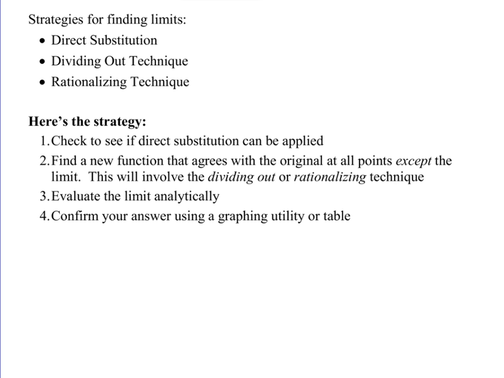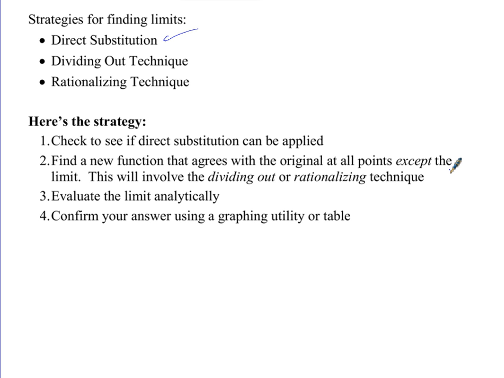So we've learned this one already, and next is going to be the dividing out technique. The funny thing is you already know it. You just don't know that you know it. So the strategy is check to see if direct substitution can be applied. If not, then you need to find a new function that agrees with the original function at all points, except the limit. That's going to be involving the dividing out or rationalizing technique.